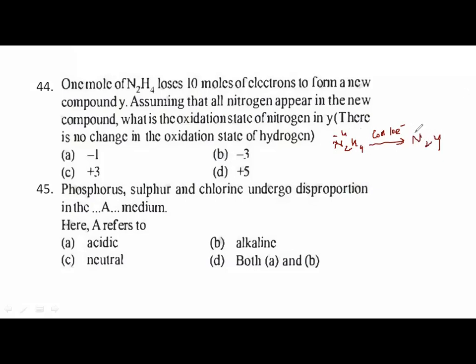Hydrogens come out, so N2 goes from minus 4 to plus 6. So, assuming all nitrogens appear in the compound, what is the oxidation state of nitrogen? Plus 6 for two atoms, and for one nitrogen atom it is plus 3. So the oxidation state changes from minus 2 to plus 3.